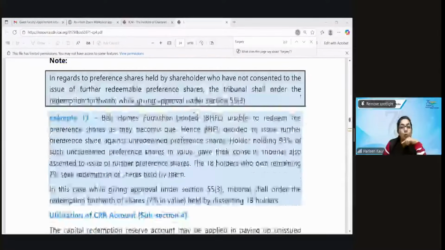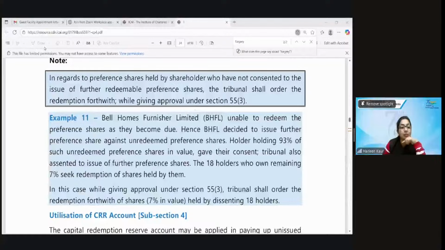So Bell Homes Furniture Limited is unable to redeem the preference shares. Therefore, they decided to issue further preference shares against unredeemed preference shares. Holders holding 93% of such unredeemed shares gave their consent, and the tribunal also gave its consent to issue. The 18 holders who own the remaining 7% seek redemption of preference shares held by them. So here, while giving the approval under Section 55, Subsection 3, the tribunal will order the redemption forthwith of the 7% in value held by 18 dissenting shareholders.